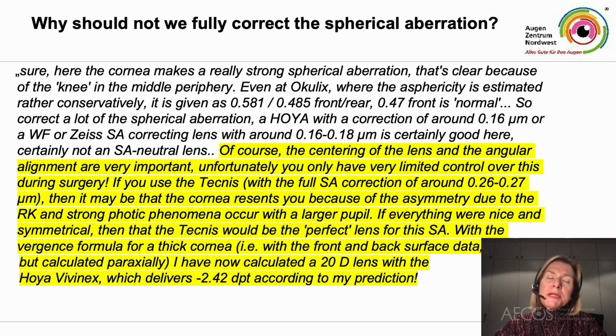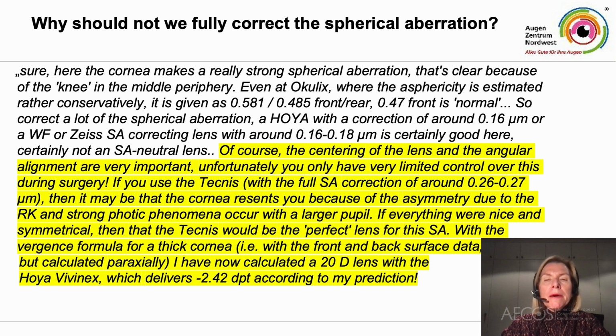And we did not take the Technis lens because we did not want to fully correct the spherical aberrations, because the centering of the lens and the angular alignment are very important. Unfortunately, you only have limited control over this during surgery. And if you use the Technis lens, this is what Professor Langenbucher wrote to me, it may be that the cornea resents you because of the asymmetry due to the RK, and strong photopic phenomena will occur with the large pupil.